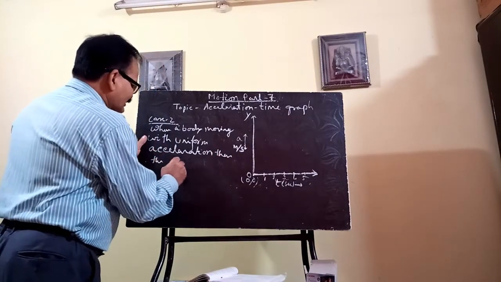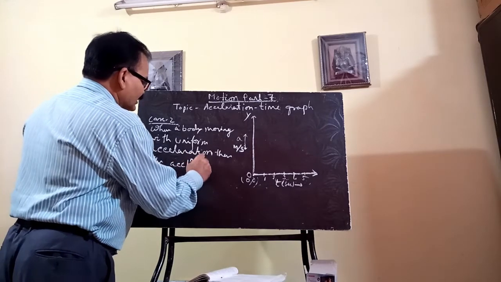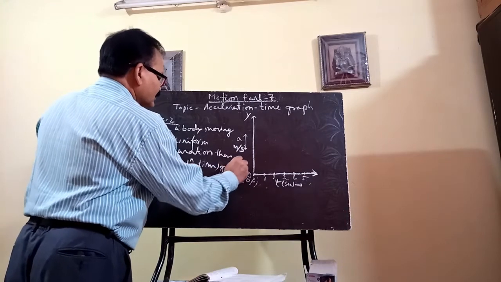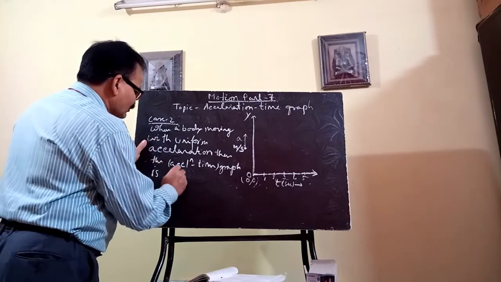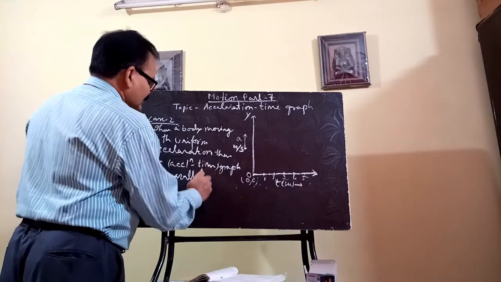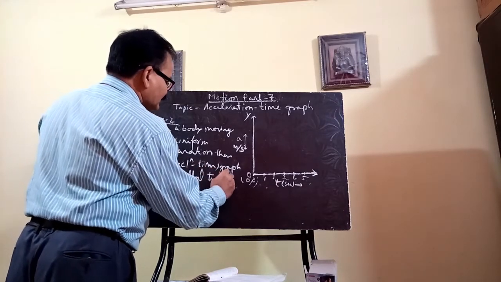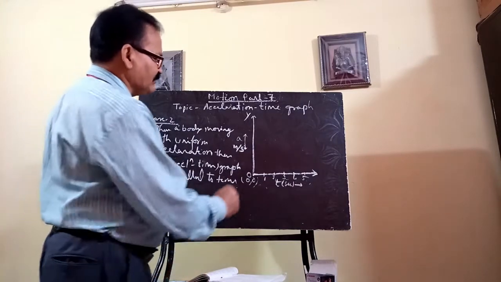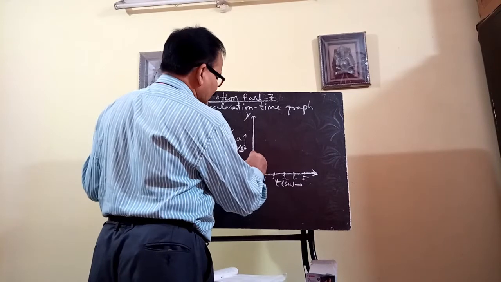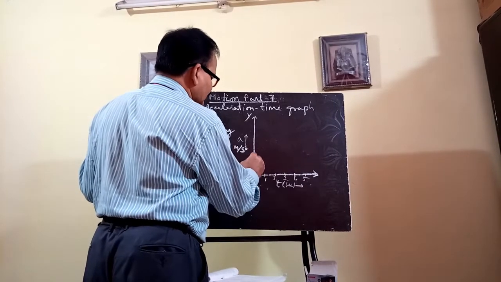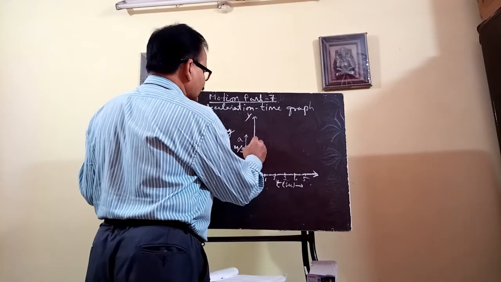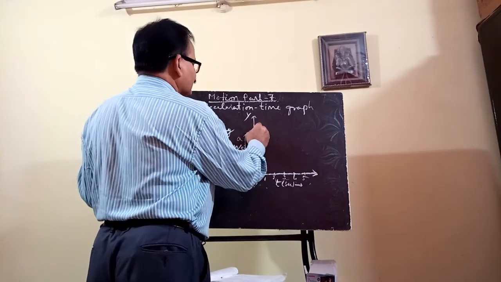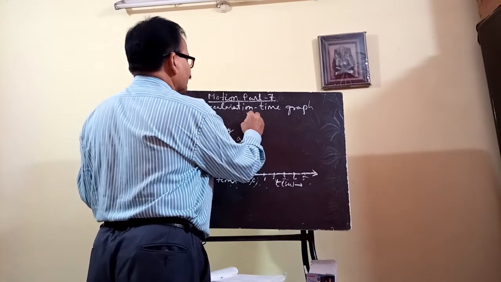the acceleration time graph will be parallel to the time axis. Say, suppose this is 5 meter per second square, this is 10 meter per second square, this is 15 meter per second square, and this is 20 meter per second square.